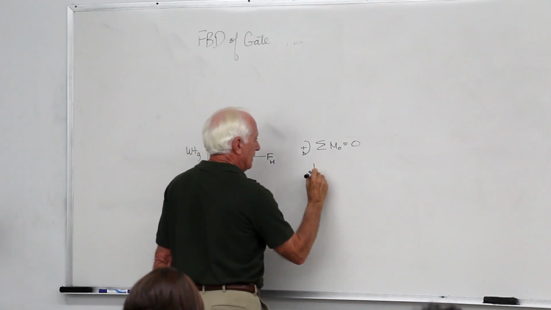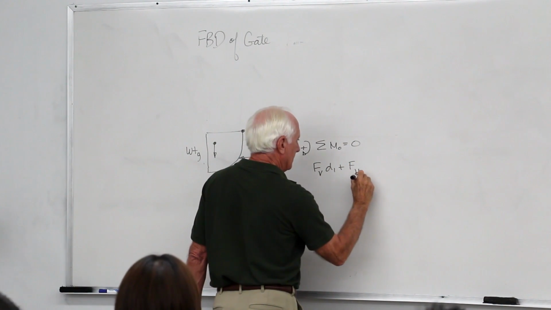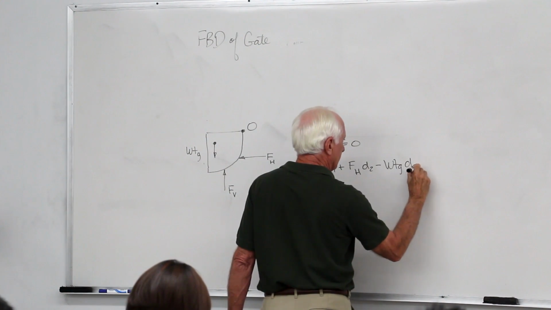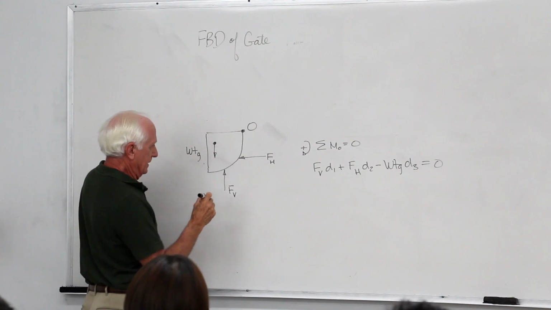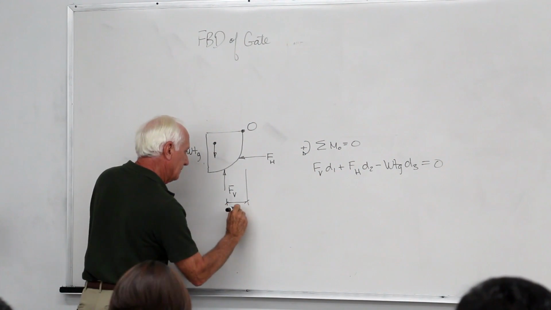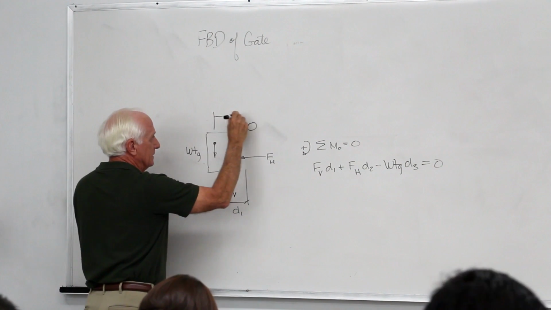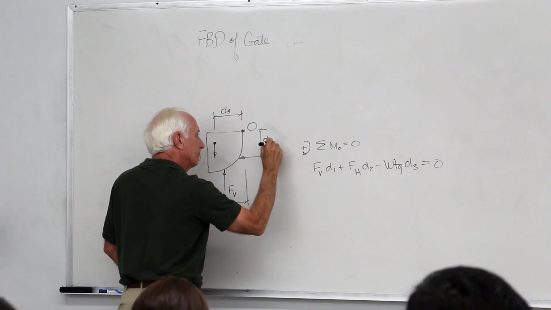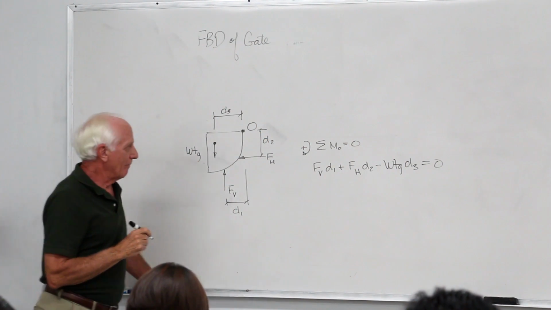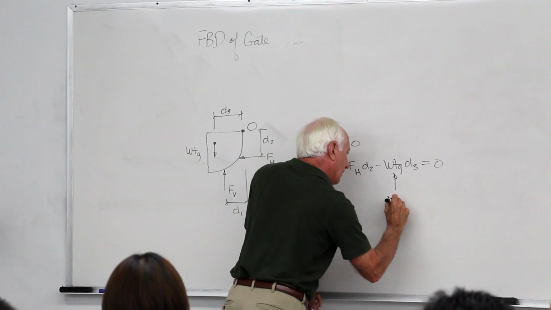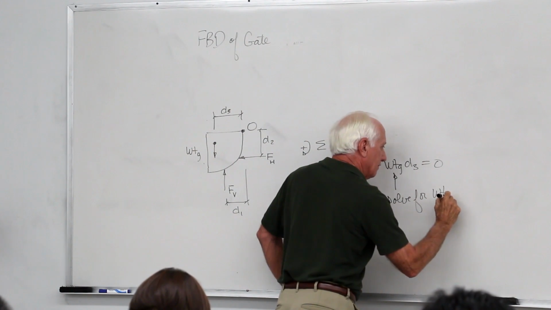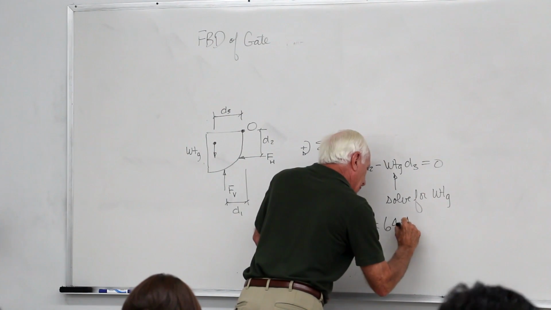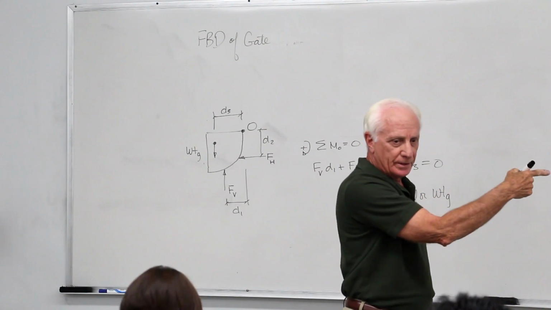So I have FV times D1 plus FH times D2 minus the weight of the gate times D3 must be 0. FV, that's this guy over here, that's D1. The weight to here, that's D3. Horizontal times D2, that's here. The unknown is the weight of the gate. Solve for it: 64.4 kilonewtons. Over there, 64.4 kilonewtons.